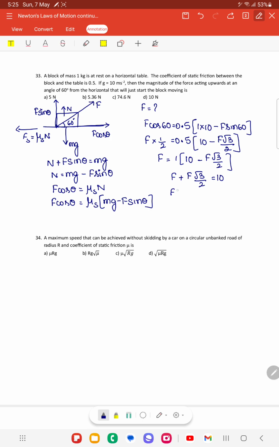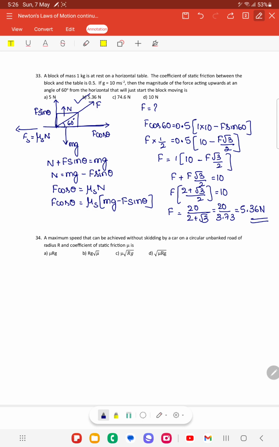So F, taking the LCM, (2 plus root 3) by 2 is equal to 10. So F is 20 by (2 plus root 3). Root 3 value is 1.73, that is 20 divided by 3.73, which is 5.36 Newton. So option B is the right answer.